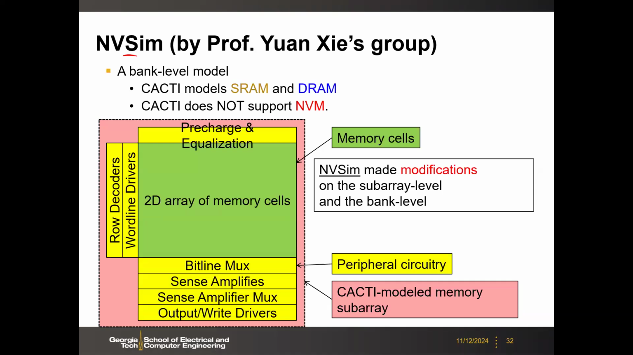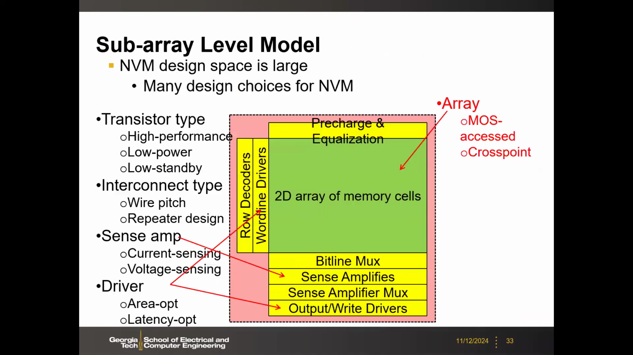This was written in C++, but you can write in Python, doesn't matter. So it does not require EDA tool. Okay, it's just some simple scripts. But it does model different design options.